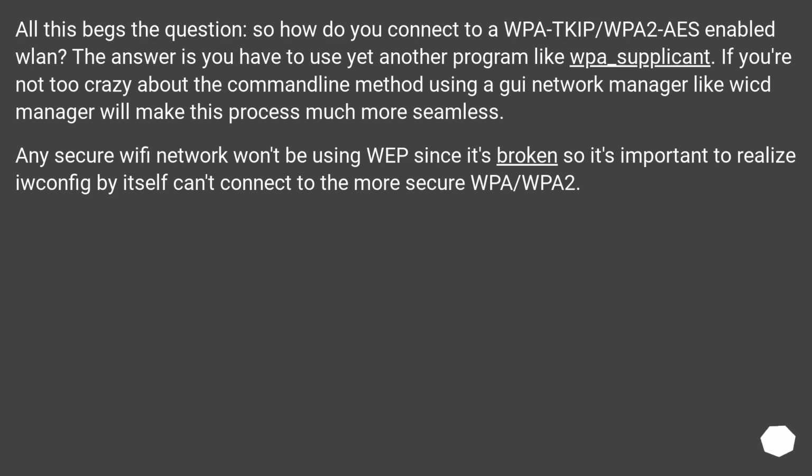All this begs the question, so how do you connect to a WPA/WPA2 EAP-enabled WLAN? The answer is you have to use yet another program like wpa_supplicant. If you're not too crazy about the command line method, using a GUI network manager like WICD Manager will make this process much more seamless. Any secure Wi-Fi network won't be using WEP since it's broken, so it's important to realize iwconfig by itself can't connect to the more secure WPA/WPA2.